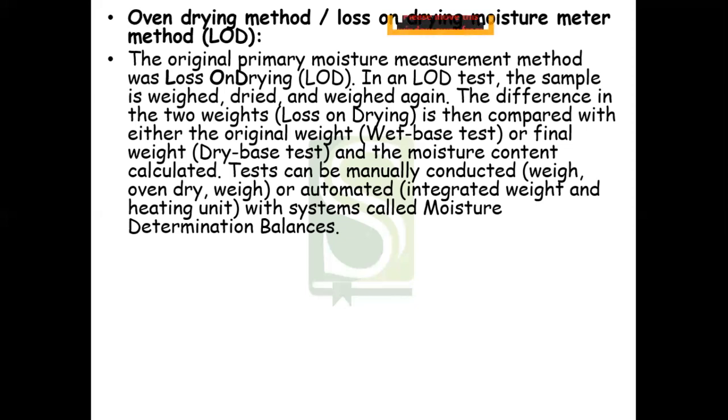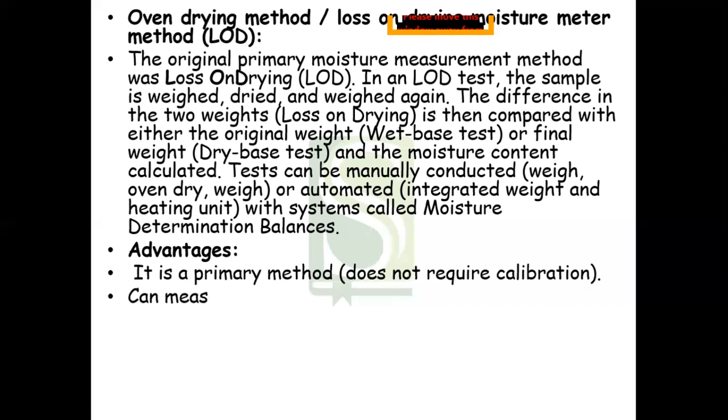The difference between the two weights, initial weight minus the next weight, is called the loss on drying. It is then compared with either the original weight, which is the wet based test, or with the final weight, which is the dry based test. Using these two values, you calculate the moisture content. The test can be conducted manually, weighing and putting it in the oven and weighing again, or in an automated way with an integrated weighing and heating unit, with systems called moisture determination balances.